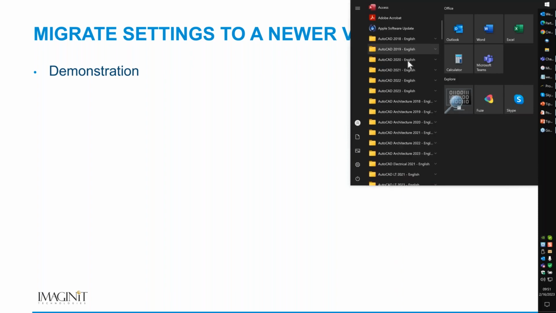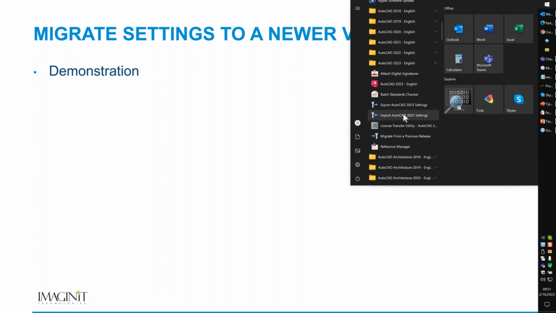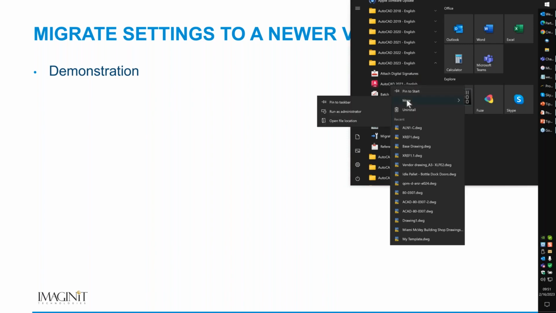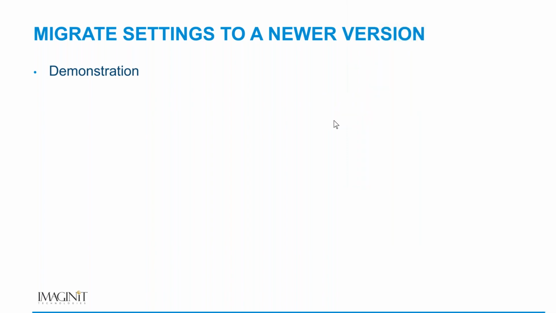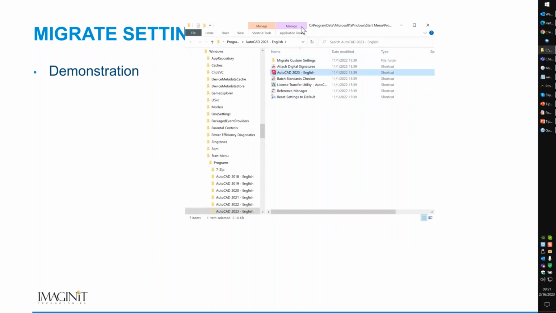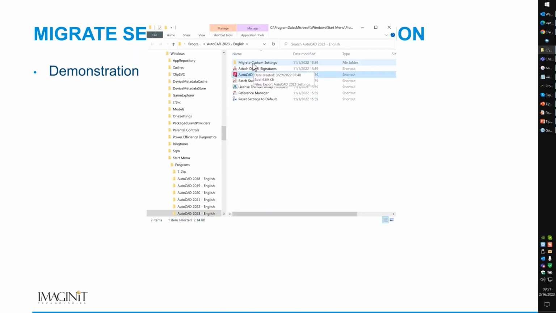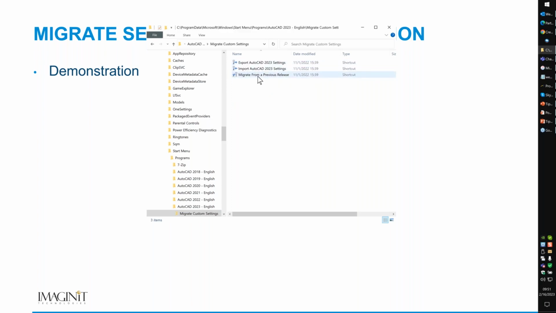So when we come in here, if you do not see those icons here, right mouse click on AutoCAD 2023, go to More, go to Open File Location, and see if you have this Migrate Custom Settings folder here. And in there would be your import, export, and migrate. And if you were installed from a deployment, these can be removed from the deployment, and we can always restore them, or we can create our own.